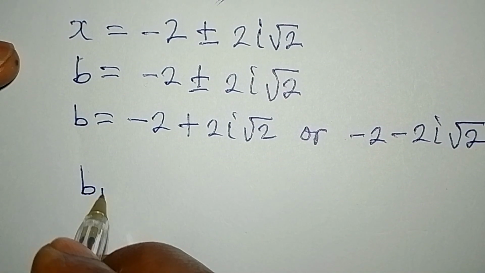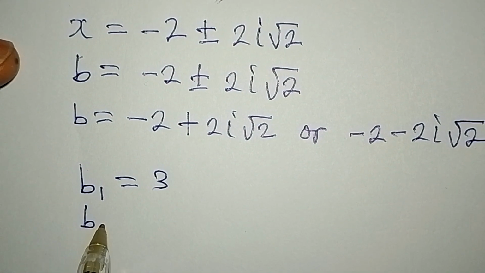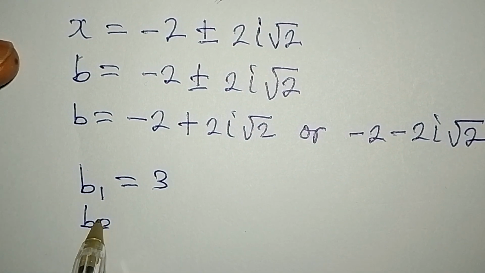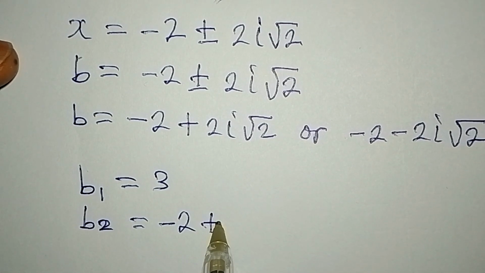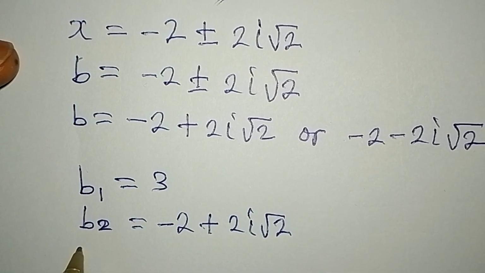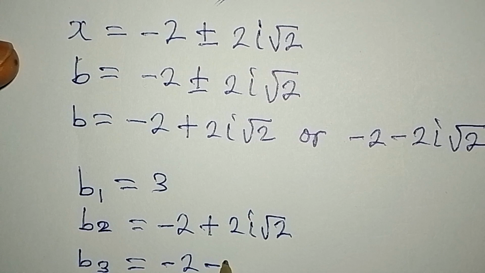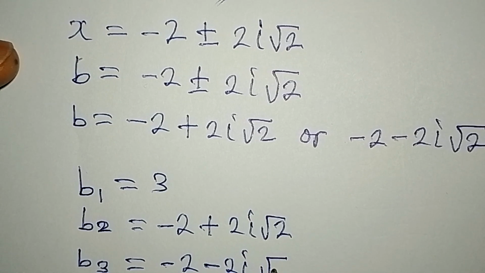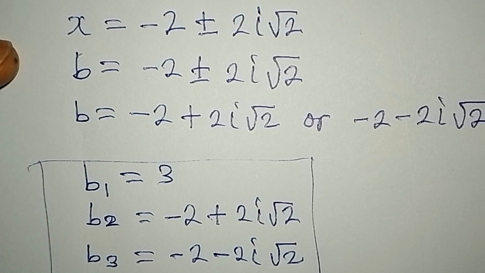Okay, so let's get the three solutions together. We got b1, which is equal to 3. Okay, so now our b2 is equal to minus 2 plus 2i root 2. Then our b3 is equal to minus 2 minus 2i root 2. So these are the three solutions to the problem.